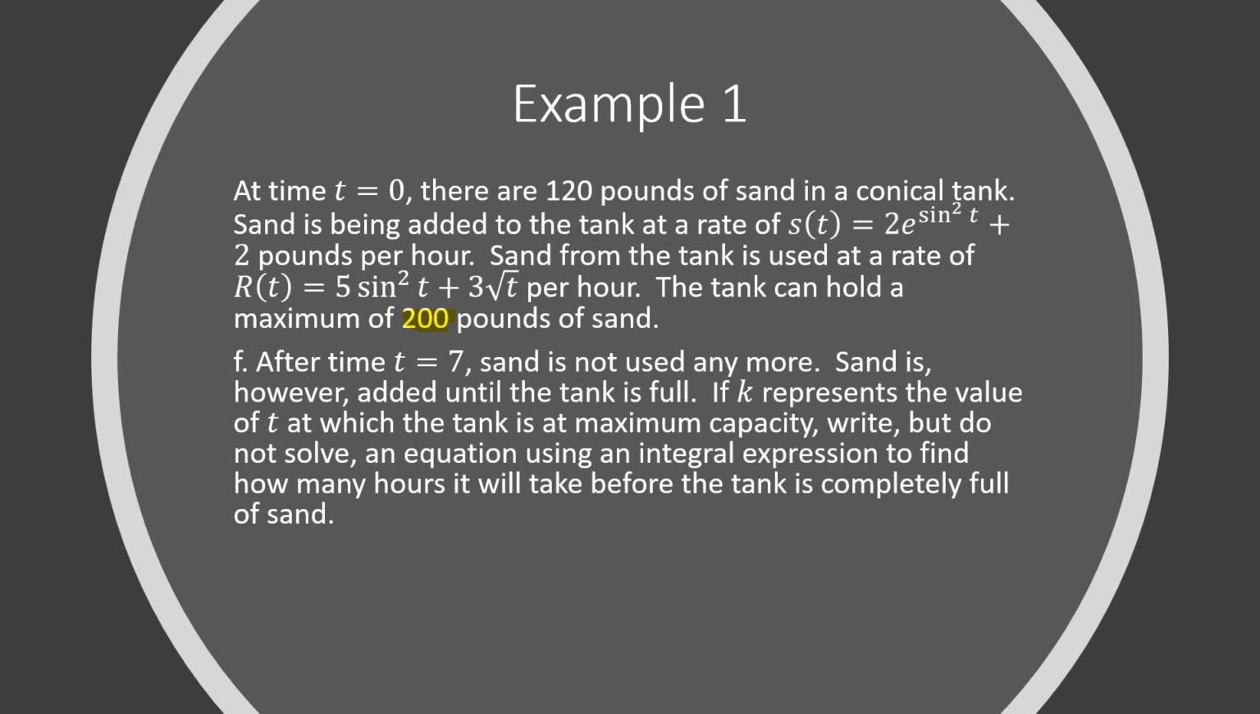Well, at t equals 7, we calculated in the last problem that it was 104.420. Now, because sand is no longer being used and only sand is being added, I can take that number and add the integral from 7 to whatever time k, which is what we're trying to find, of our S of t, because that was our formula for what was being added. And we just set that equal to 200, since that's the maximum amount that the tank can hold, and then I could solve for k if they wanted us to. Obviously, they told us don't solve it, so this is my expression, and I am done.